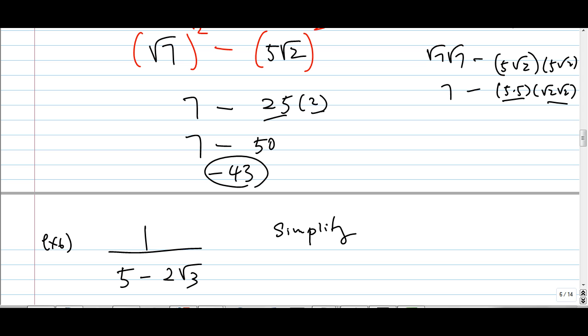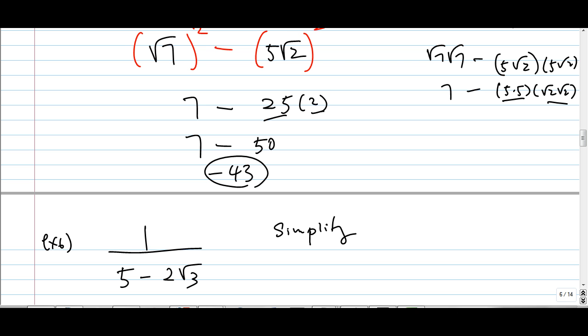Previous example. Example 6. 1 over 5 minus 2 rad 3. And I say simplify. By the way, isn't this already simplified? No. What's wrong with this? Why isn't this simplified? Yes, Sean. Why? There's a radical in the denominator. That's right. There's a radical in the denominator, rad 3, so that's not good. So what should we do?